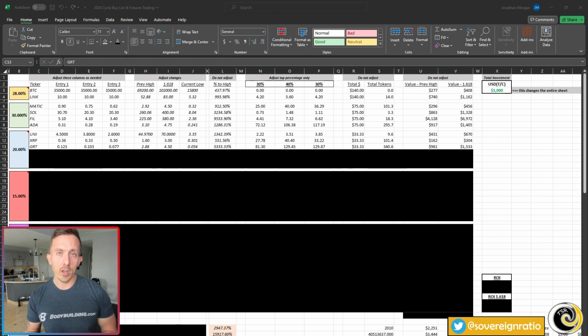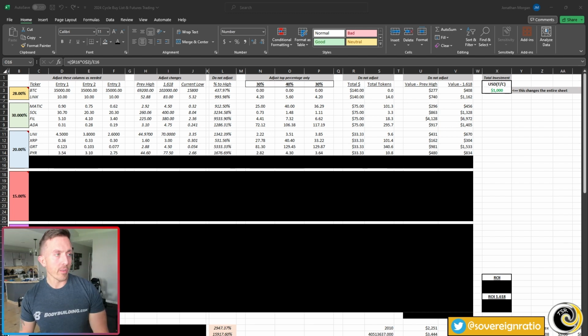And again, I think there's a lot of belief in this token, and I think there's a lot of people that are going to be interested in it during the next bull run. That position of The Graph would be $981 to previous all-time high, and $1,533 back to the 1618 in this $1,000 portfolio. Next up in this category is a little bit more risky token.